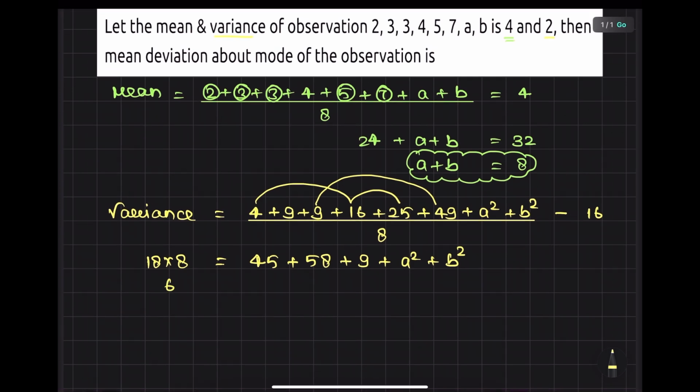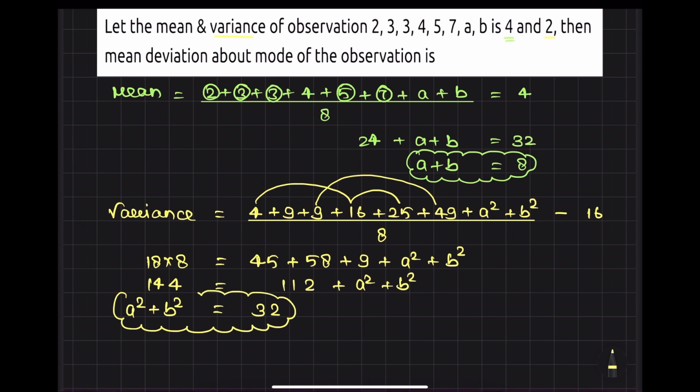Now 64 6. Okay, 144. Now we will have what? 17, 22. So this plus a square plus b square. Now can I say that a square plus b square becomes what? 2, 3, 32.